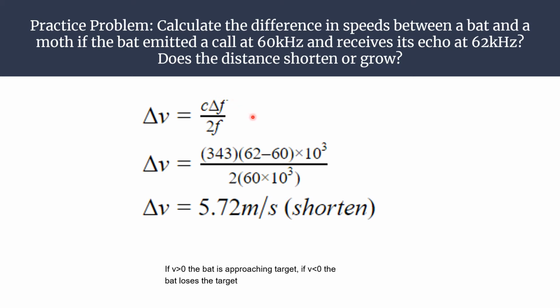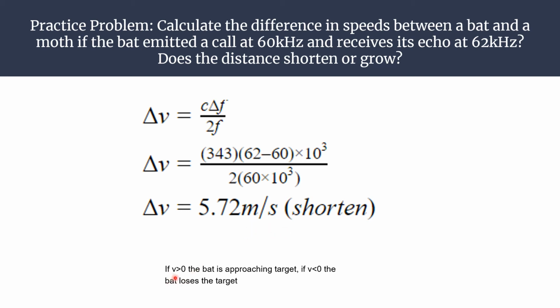The change in frequency is 62 minus 60, and obviously these are kilohertz, so we have to do the times 10 to the third. In the denominator, we have 2 times the frequency that they emit the signal at, which is 60 kilohertz. That's where you have 60 times 10 to the third. If we do this math, we get 5.72 meters per second.